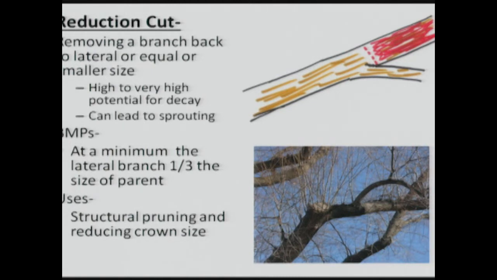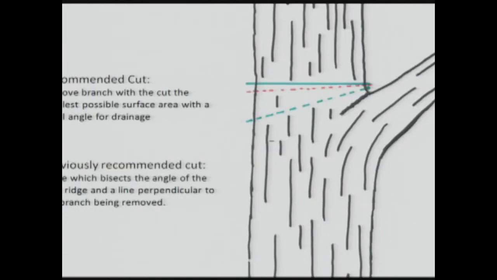So reduction cuts can be used both in reducing the size of the canopy, and they're very useful in structural pruning to suppress temporary branches, things like that, to help keep them a smaller size. And we'll talk about that here in a minute. So again, I was taught to make a reduction cut to this dotted blue line, which split the difference between an imaginary line through the stem and the branch stem ridge.